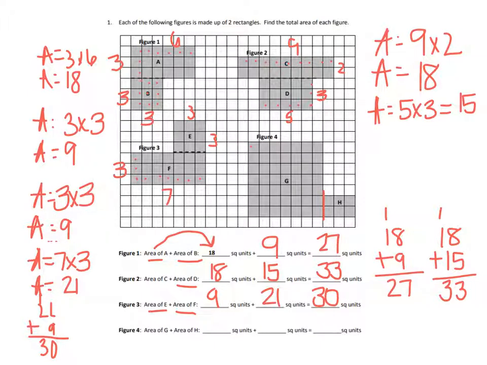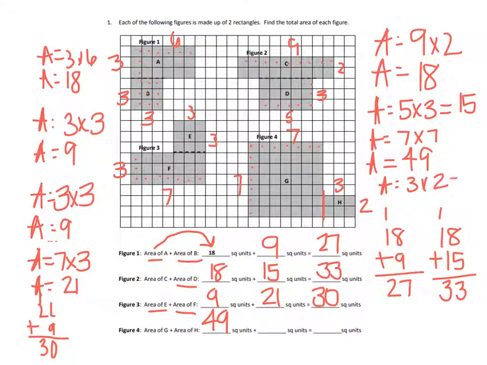The width is 1, 2, 3, 4, 5, 6, 7 units. And the length is 1, 2, 3, 4, 5, 6, 7 units. So I know that in order to figure out the area, I need to multiply 7 times 7. Well, 7 times 7 is equal to 49 square units. Now I need to figure out the area of H. I have a width of 2 and a length of 3. Again, I'm going to multiply the length by the width, which is 3 times 2, and I'll get an answer of 6.